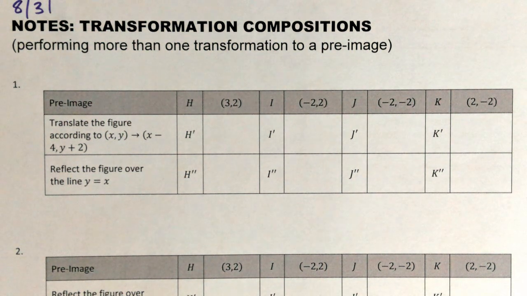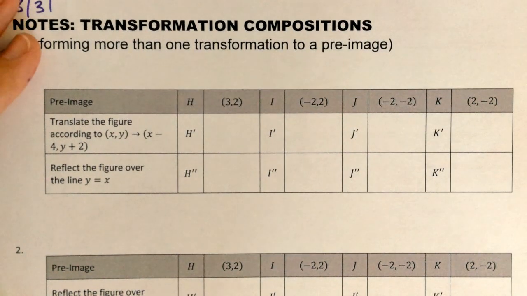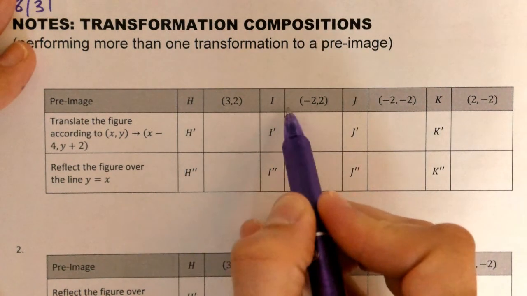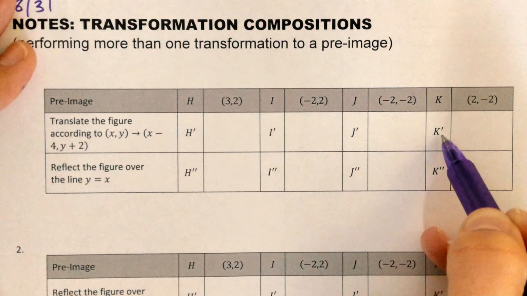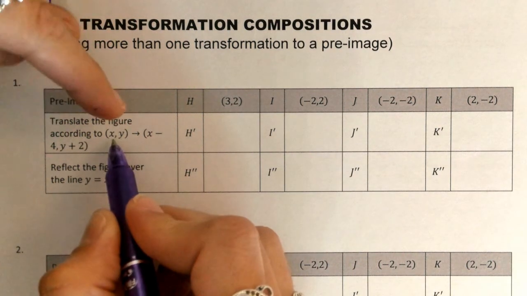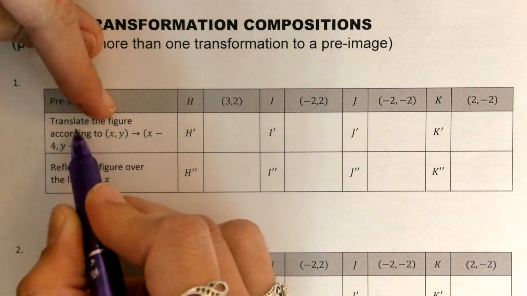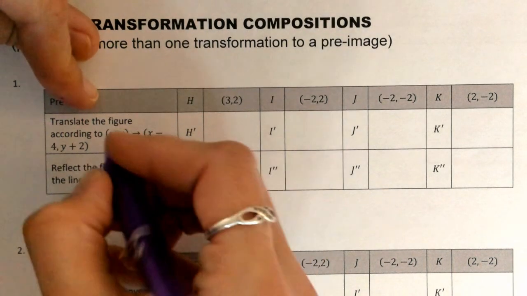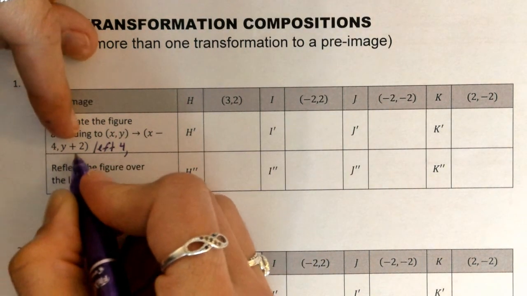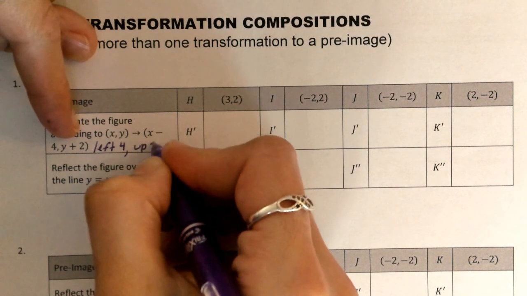We are going to start looking at our rules, applying our rules here. From H to H prime, I to I prime, J to J prime, K to K prime, this is what we're going to be doing. We are going to do a translation, x minus 4, which tells us we're going to go left 4 on a graph, and y plus 2, which means up 2.